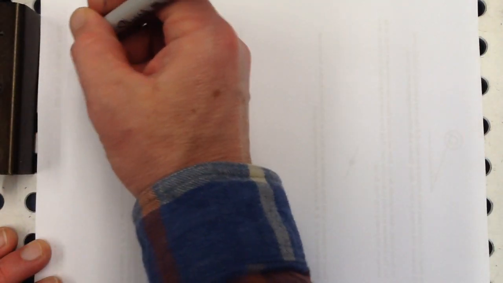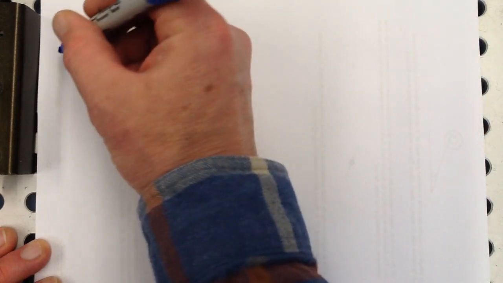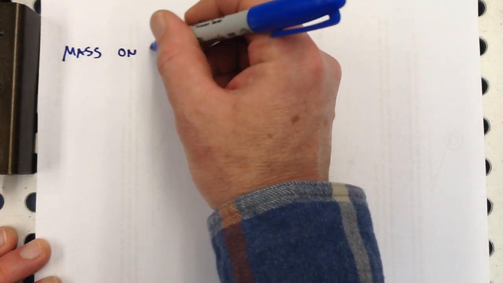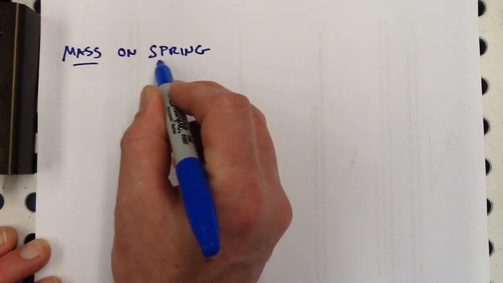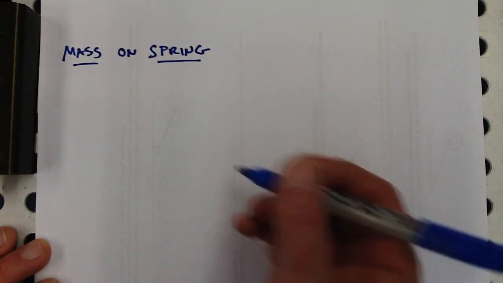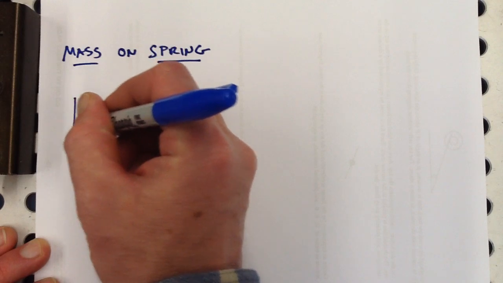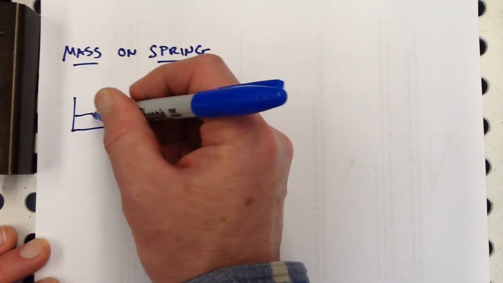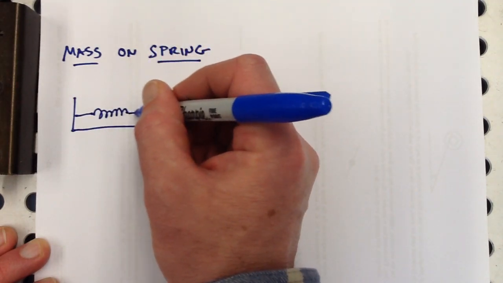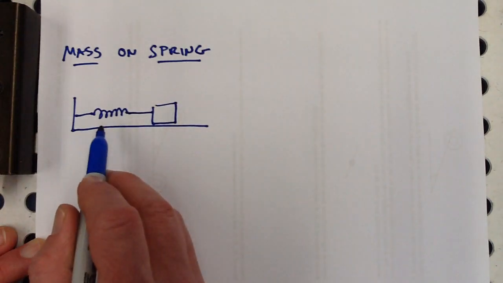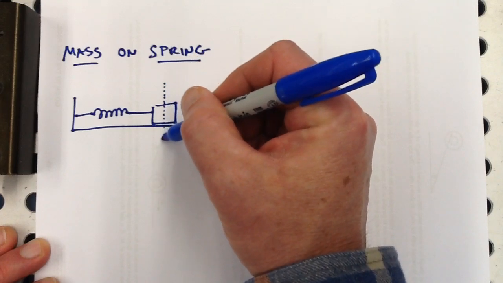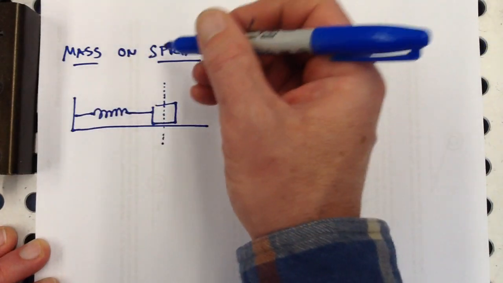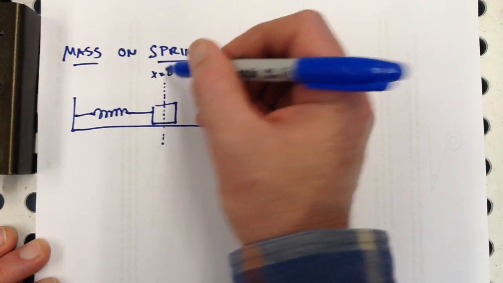Hello, physics students. I'm going to give you some notes here about a mass oscillating on a spring. There's two ways you can imagine this setup. One of them looks like this. So here's our spring, here's the mass. This could be right here, the position where the spring is not stretched or compressed. So we could call that x equals 0.